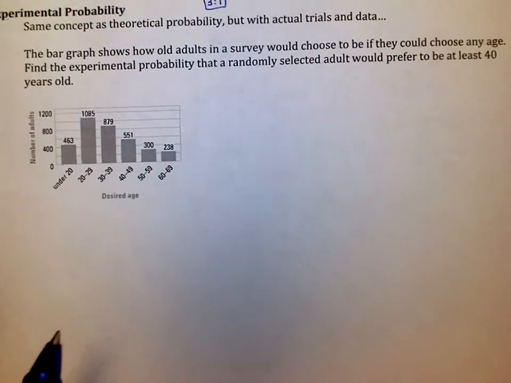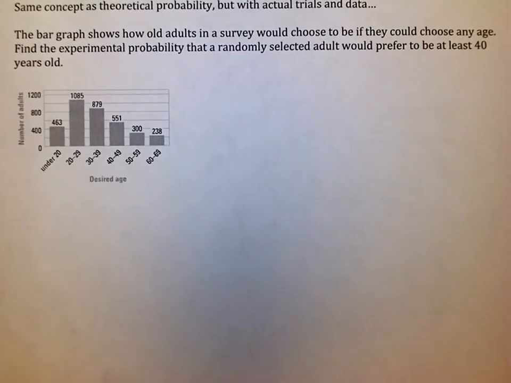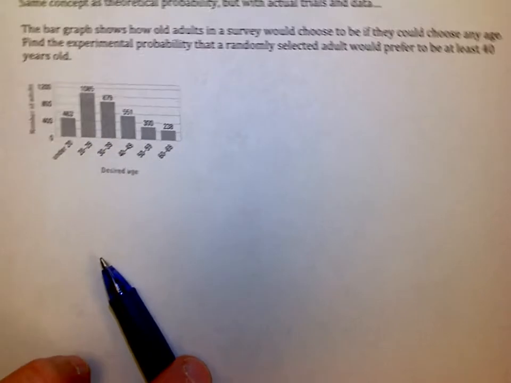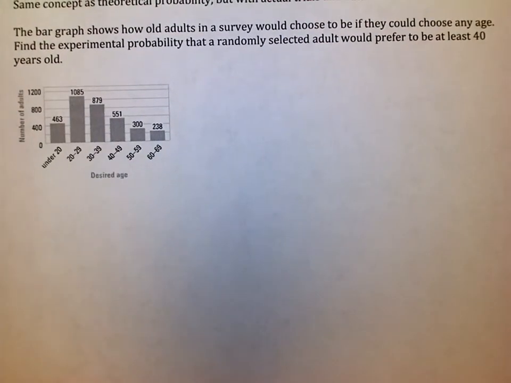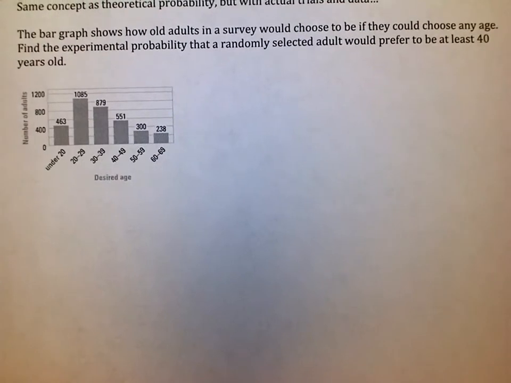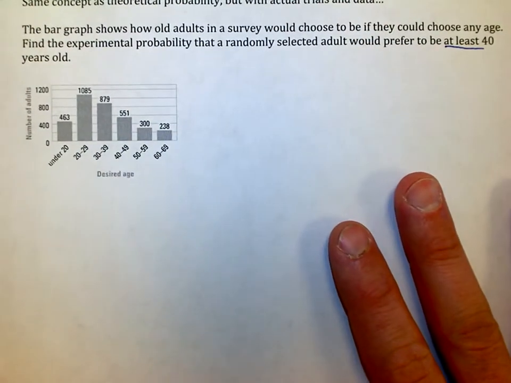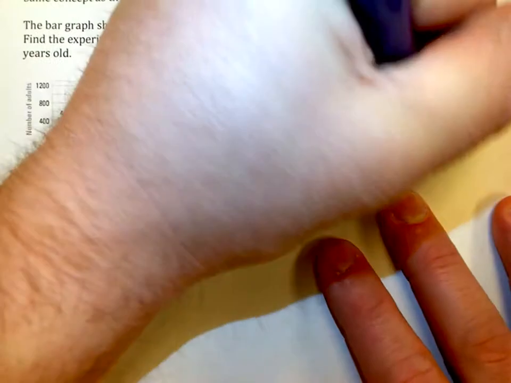So for example, we have a bar graph here, and it shows how old adults in a survey would choose to be if they could choose any age. So find the experimental probability. That means use the actual data and graphs here to find the probability that a randomly selected adult would prefer to be at least 40 years old.